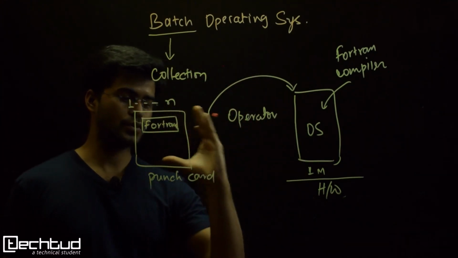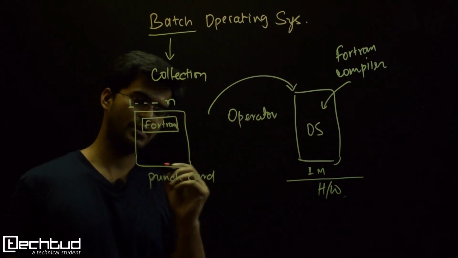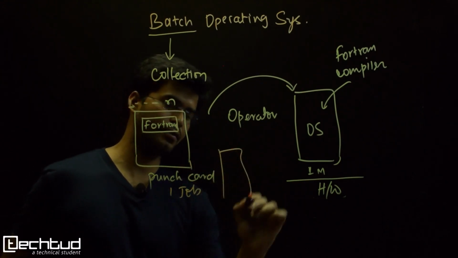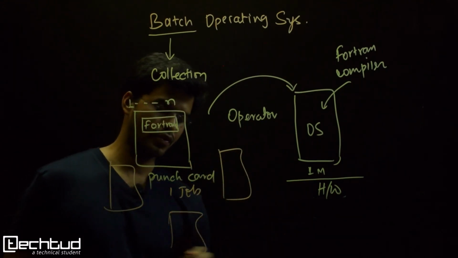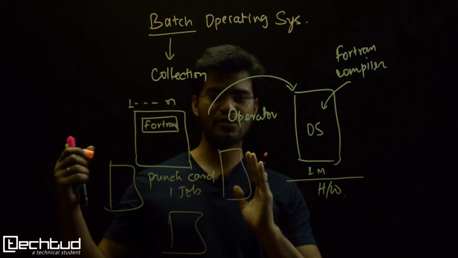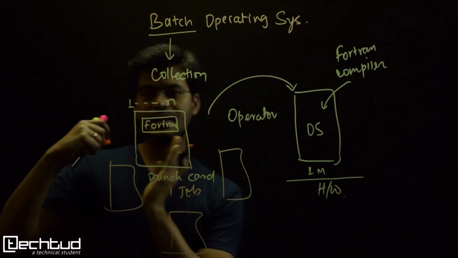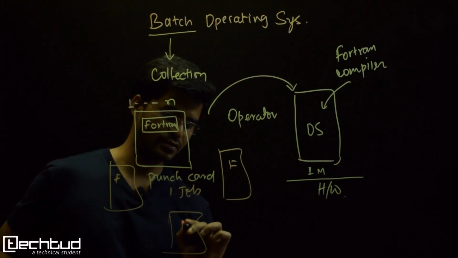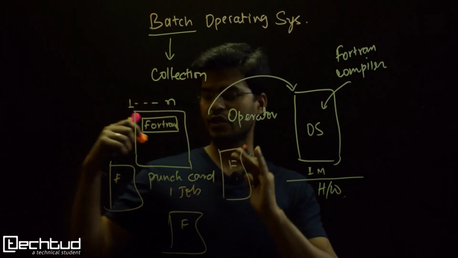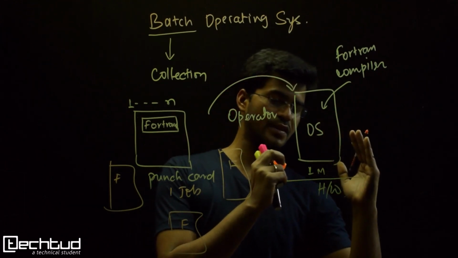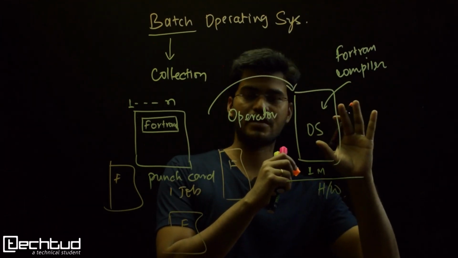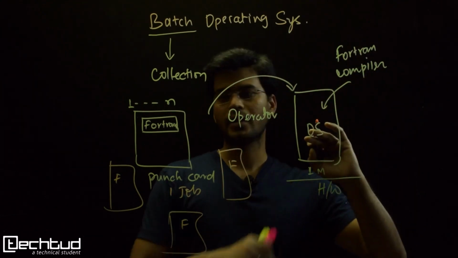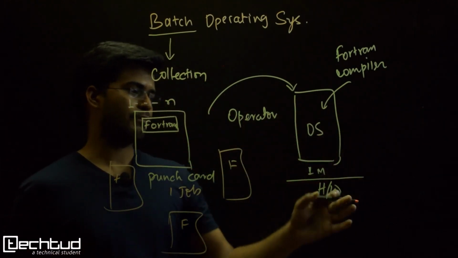So we used to create a batch of jobs. This is one job, and we used to have n number of jobs. So we create a bunch of jobs, that is a batch of jobs, and we select similar jobs. Let's say this is also Fortran, this is also Fortran, similar jobs. Now I will schedule these similar jobs to execute over the underlying hardware, with the help of this OS, which has limited memory and can only load one compiler. So this will be efficient use of my hardware.